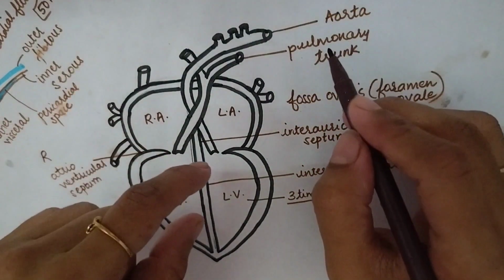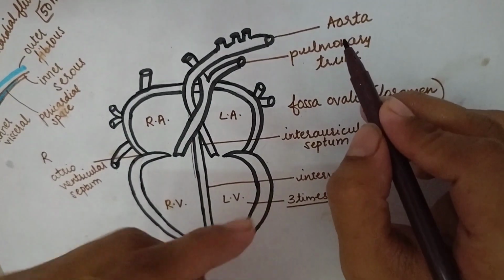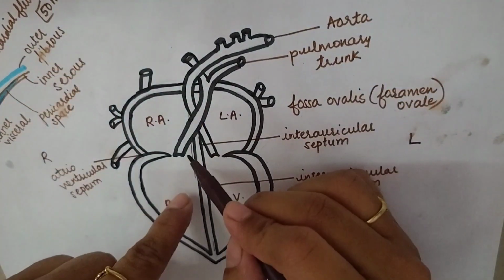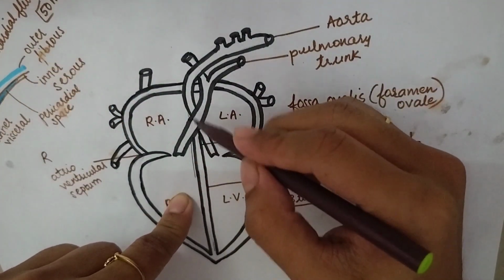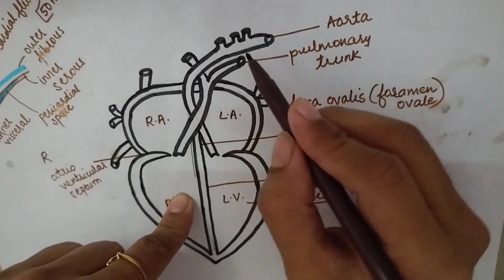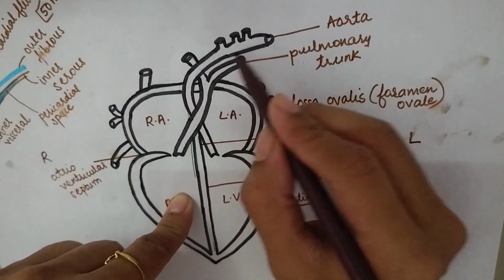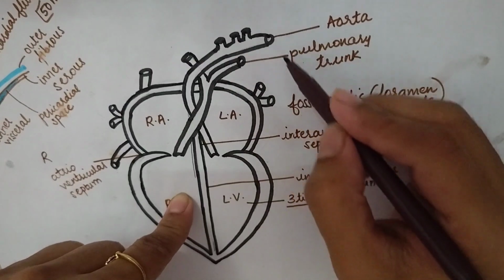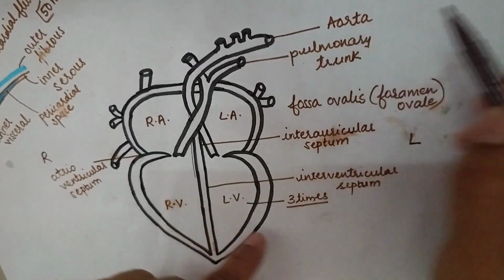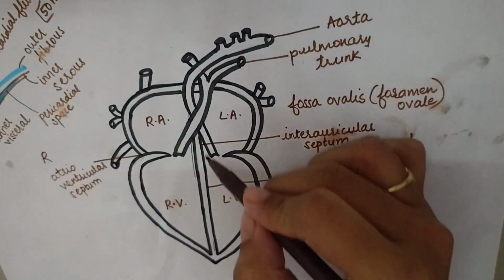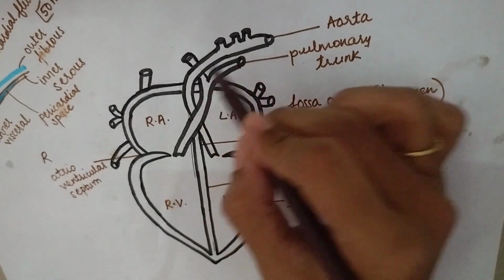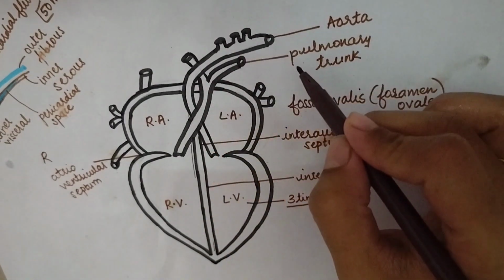This is the aorta. The aorta is in fact divided into three regions. You will have this ascending aorta, the ascending one. You have the aortic arch, and then you have the descending aorta. So aorta has three parts: the ascending aorta, the aortic arch, and the descending aorta.